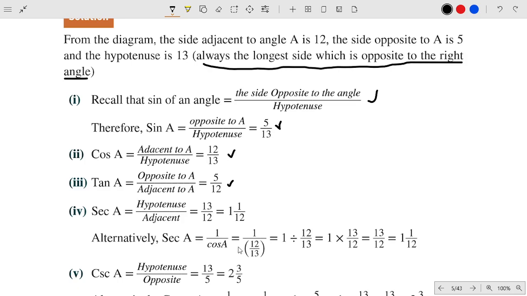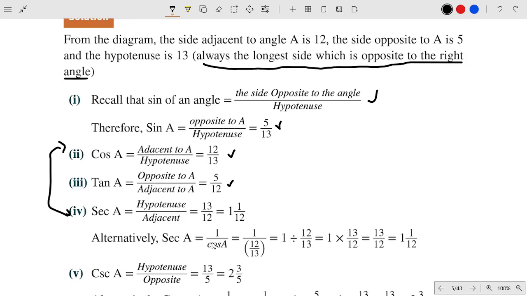Now we have sec, which happens to be the opposite of the cos. Cos A is 12 on 13, so sec A will be 13 on 12. Meaning this is the reciprocal. The sec here is the reciprocal of the cos. So if cos is 12 on 13, then sec A will be 13 on 12. Alternatively, sec A can be equal to 1 on cos.